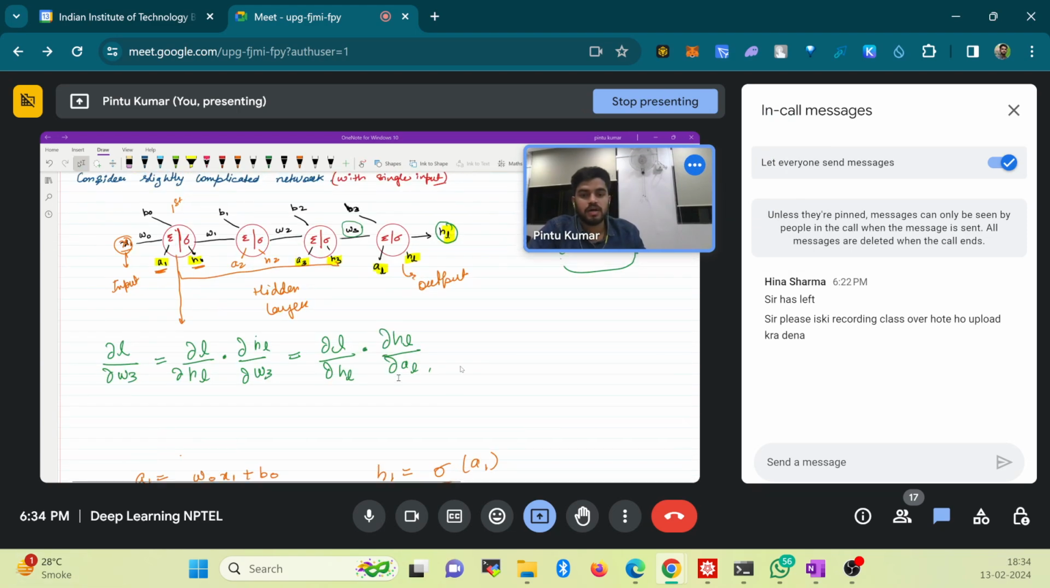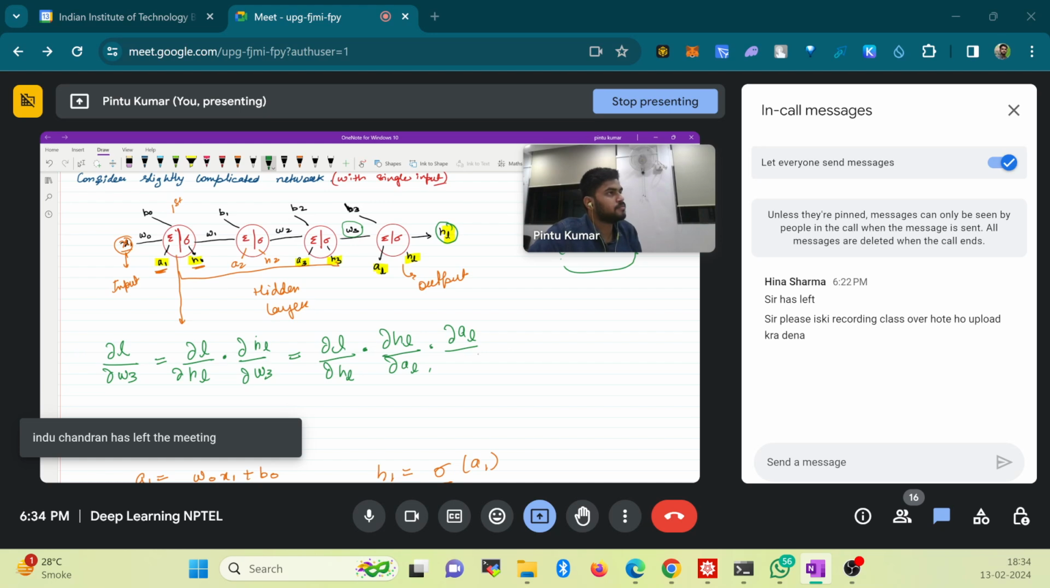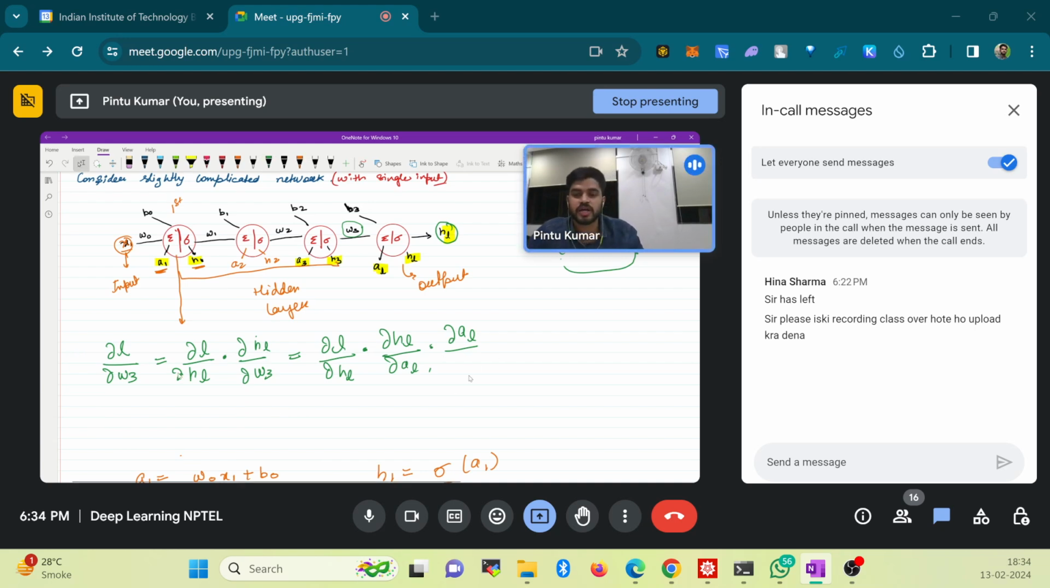Right. And then again, so please explain this derivation, sir. I can find the gradient of loss function with respect to the weights of the third layer. That is, and then the following derivations. I haven't joined. Sorry.